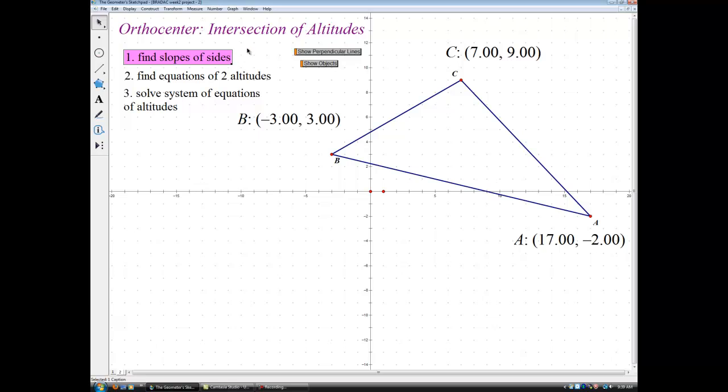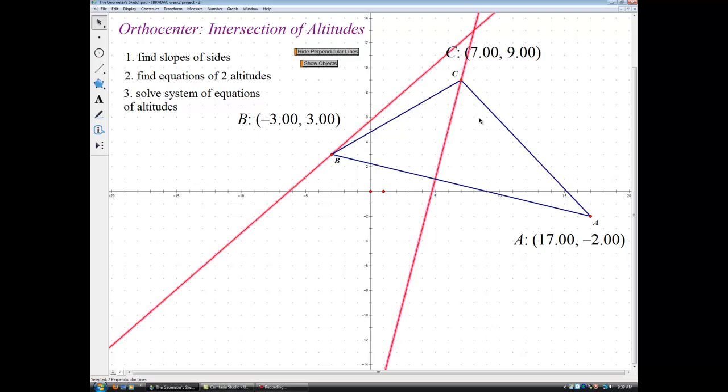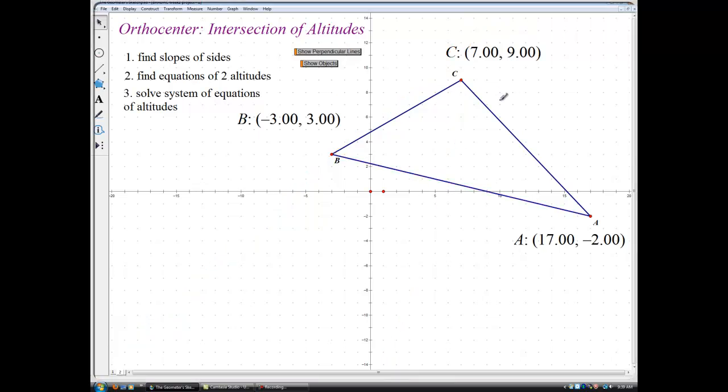First we're going to find the slope of the two sides for which my altitudes will be constructed. So since I want an altitude to this side, I'm going to find the slope of CA, and then I'm going to find the slope of BA. So let's do that first. The slope of CA is 9 minus negative 2 over 7 minus 17, which is 11 over negative 10. The slope of my altitude to this side will be the opposite reciprocal.